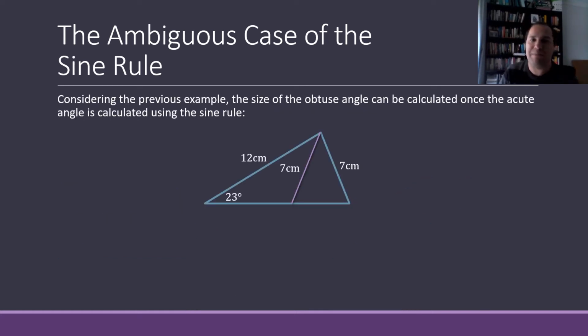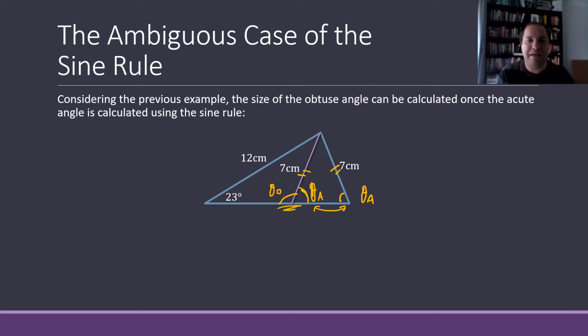Now, considering the previous example, the size of the obtuse angle can be calculated once we know the acute angle. So we can calculate this acute angle here using the sine rule. We've done an example of that already. But then how do we calculate this obtuse angle here? Looking at our diagram, this right-hand triangle here, made up of the two 7 centimeter sides, is isosceles. So that must mean that this angle here must also be equal to theta A. That must also be the same value as our acute angle here.